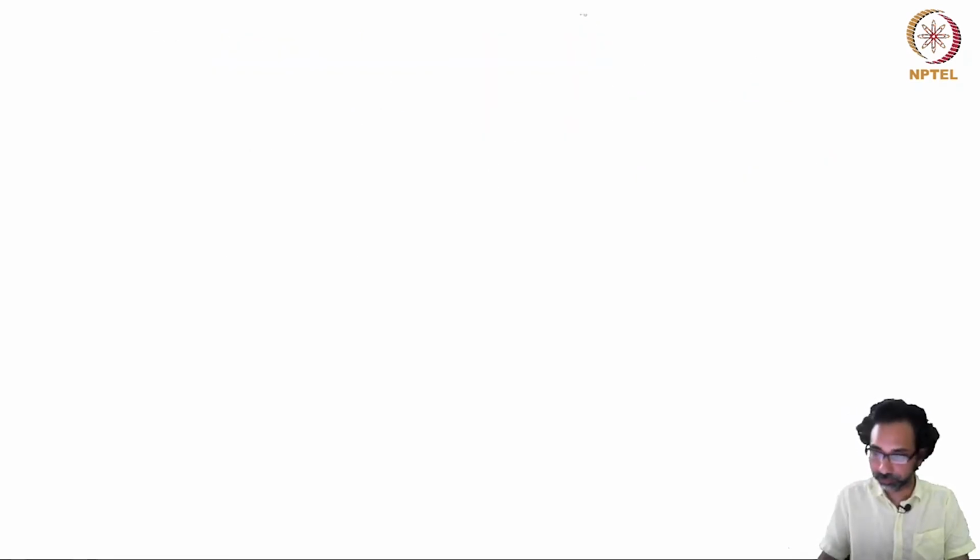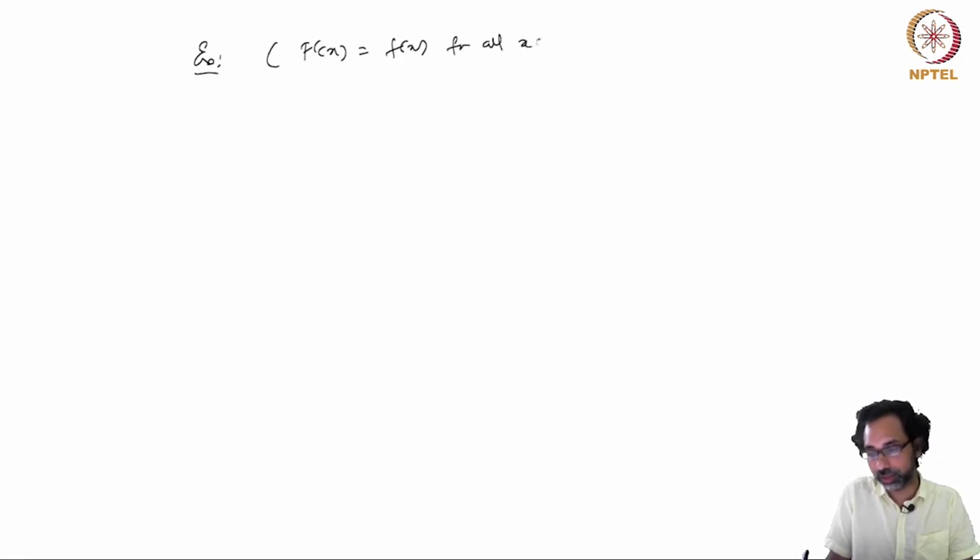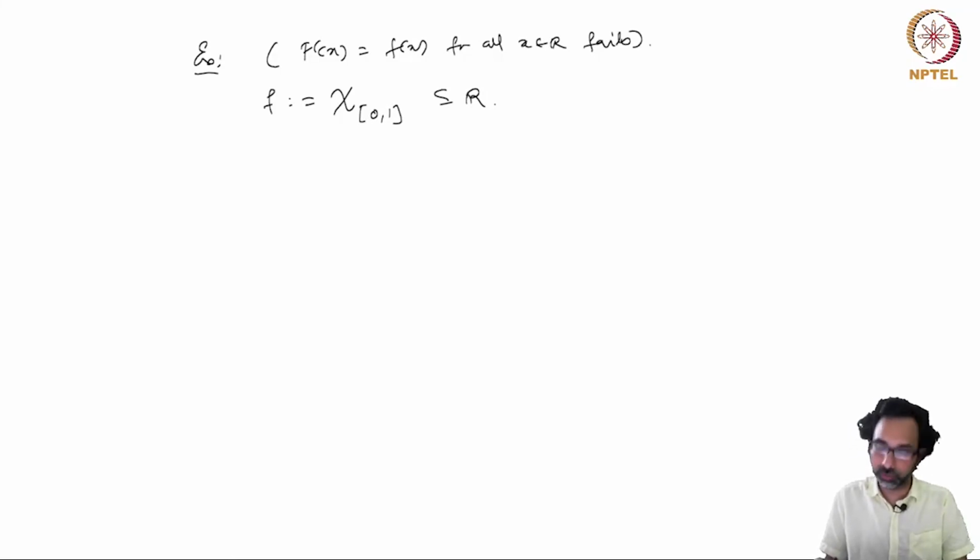So let me give an example for which F prime of x equals f(x) for all x in R fails. So we can take f to be the indicator function of the interval [0, 1] in R. So this is again an absolutely integrable function. f belongs to L1 of R.